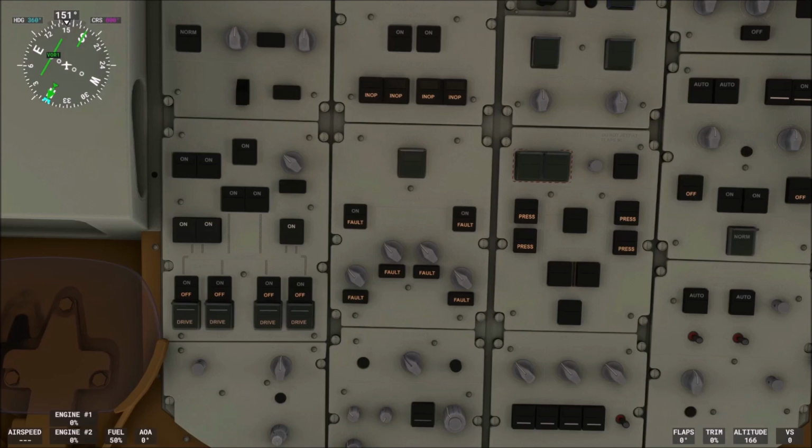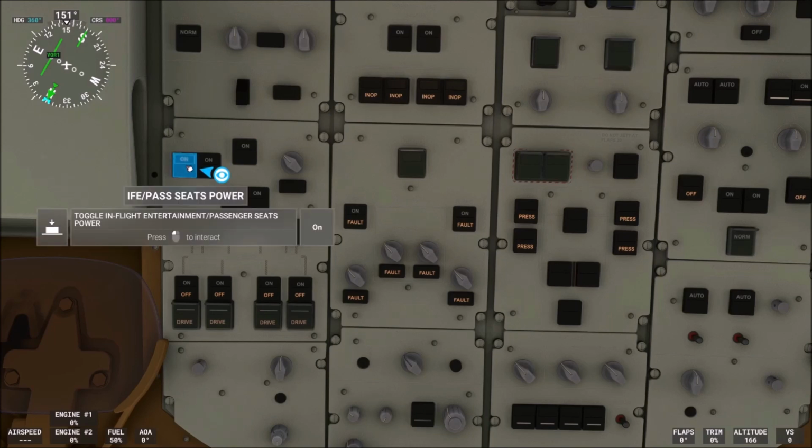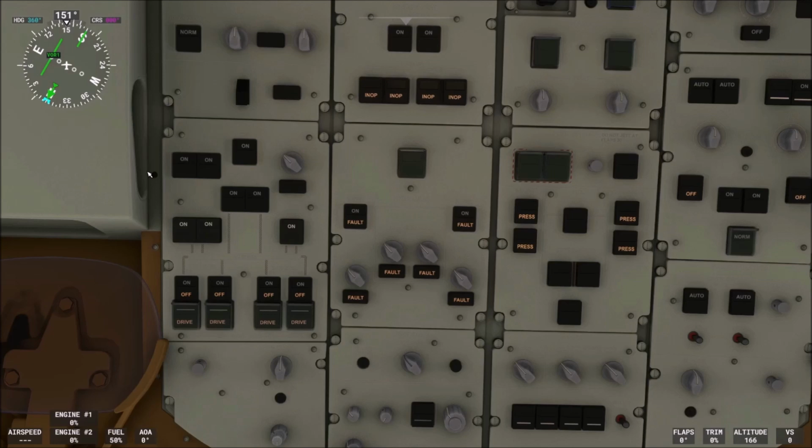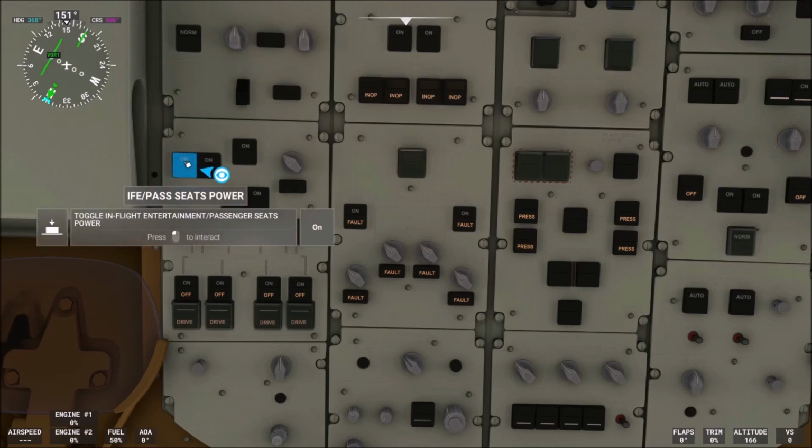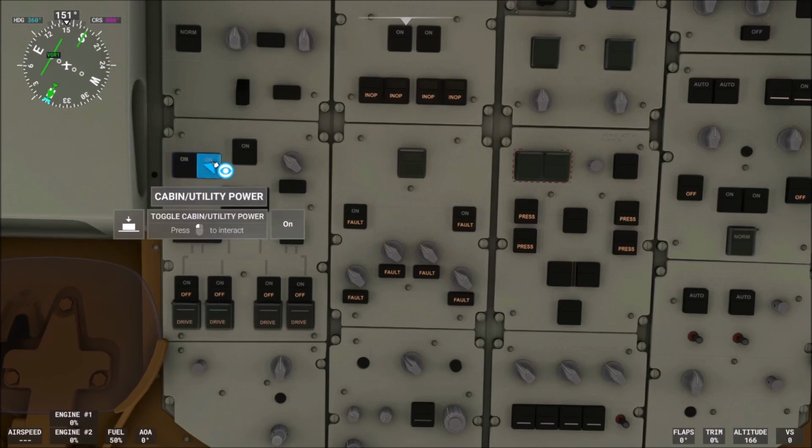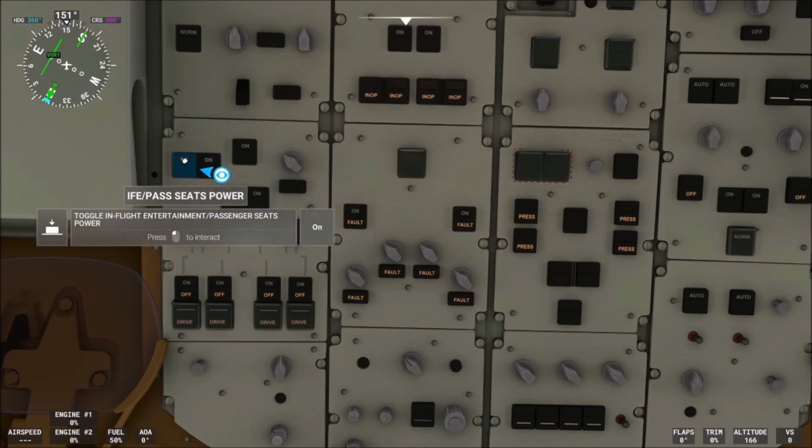And then there are another two knobs that you don't touch, the IFE power switch, which must be on, and the cabin utility power switch, which must also be on. So these two, IFE passenger seats power switch, must be on. You don't touch it, it is just fine, it is in the on position. And next to it is the cabin utility power switch, which is this one, and this is also set to on. And by the way, IFE stands for in-flight entertainment.